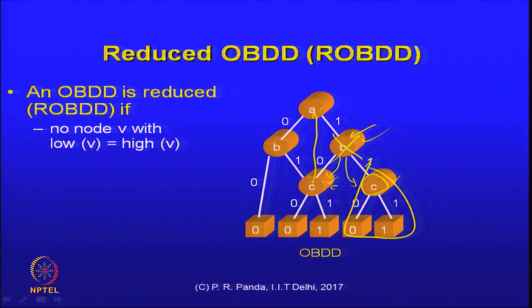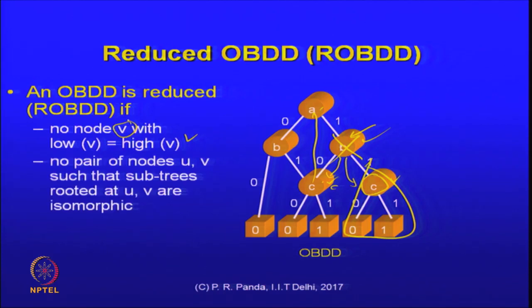So, an OBDD we call it reduced if you do not have a node with this low of V equal to high of V, which is which example? Out of the two redundancies we identified, this property is which? This is the B one, right, because the low function is the same as the high function. So, such a node should not be there in a reduced OBDD.